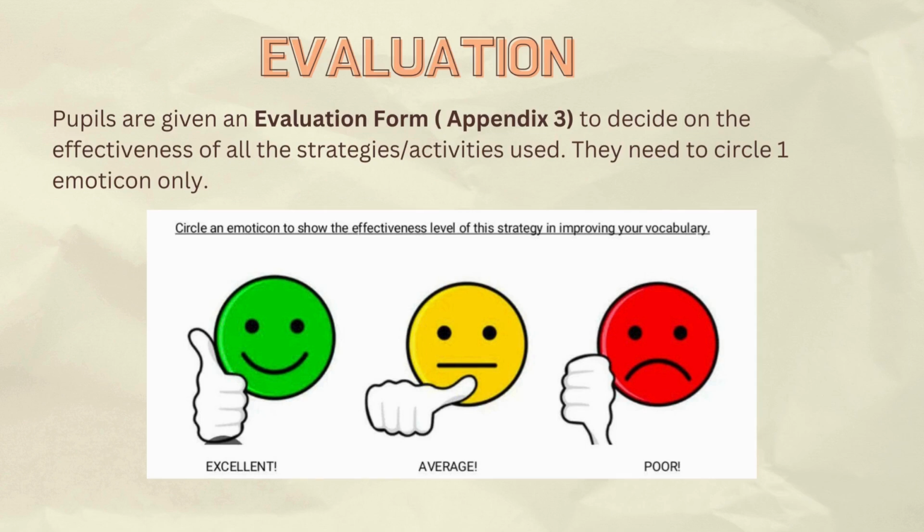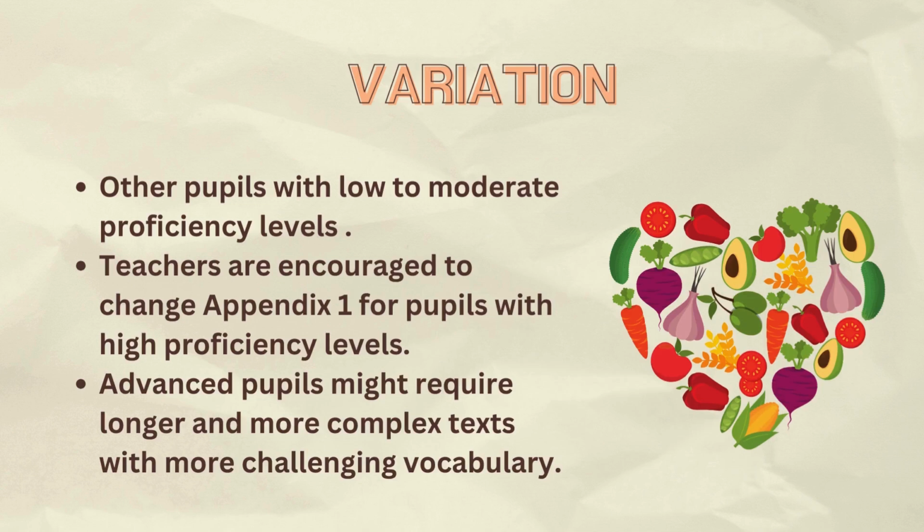For evaluation, pupils are given an evaluation form to decide on the effectiveness of all the strategies and activity used. They need to circle 1 emoticon only. This evaluation form is crucial to get their feedback on deciding if the strategies and activities used were either useful or not useful.